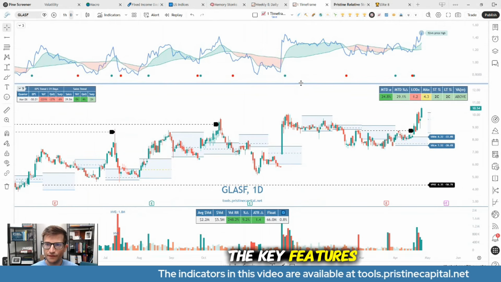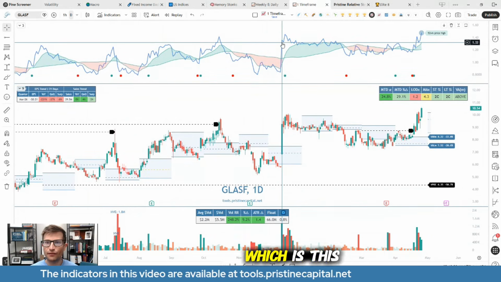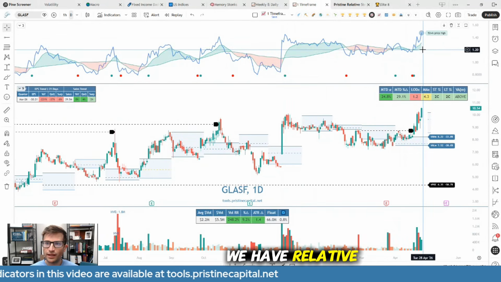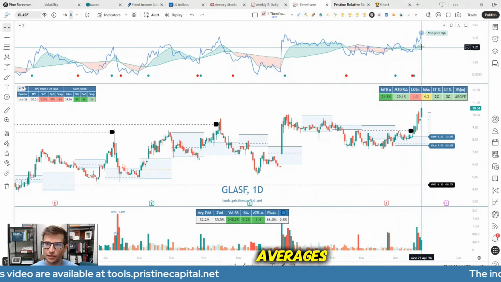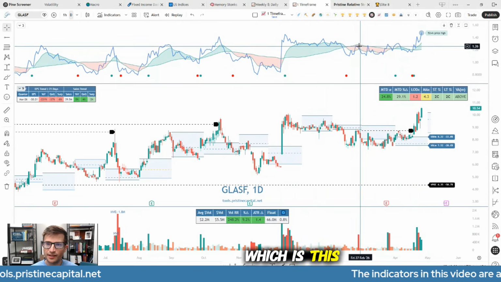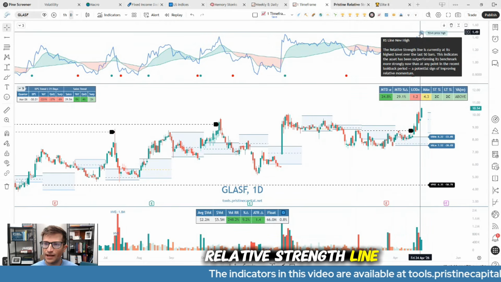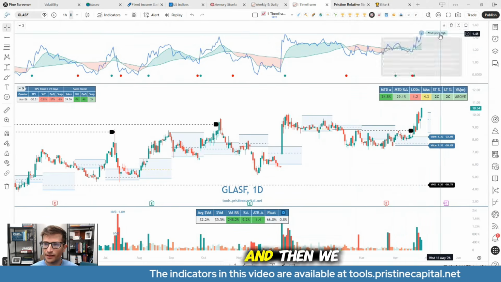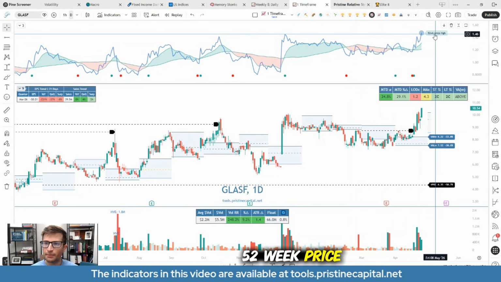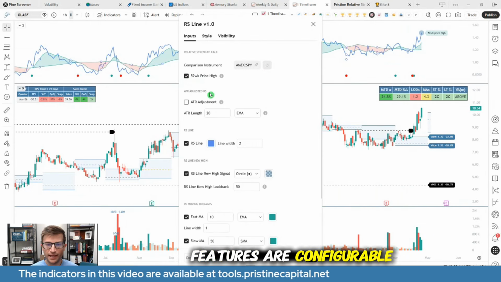A few of the key features of our indicator. We have the relative strength line itself, which is this blue. We have relative strength line moving averages. We have a relative strength line moving average cloud, which is this red or green. We have a relative strength line new high indicator. And then we also have a 52-week price high label. All of these features are configurable in our settings.